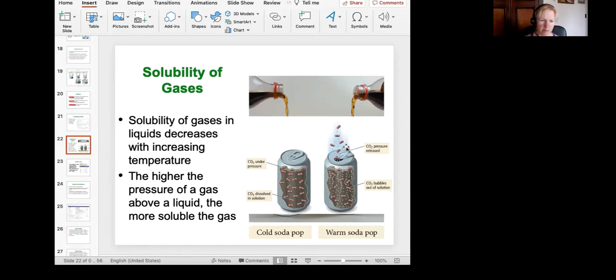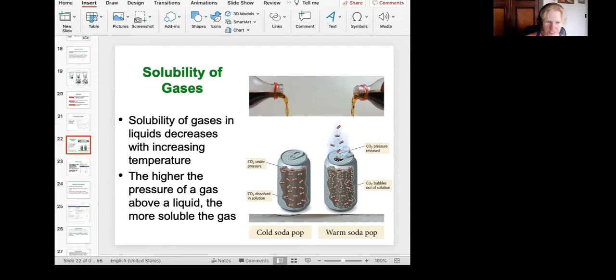And that's because gas molecules have high kinetic energy. So when you heat a gas, what happens? That gas starts moving faster. If it's in a solution, it's going to move more so that it can break free of the surface of the solution and escape into the atmosphere, into the gas phase. And so when I look at gases, I have to specifically consider temperature and pressure.